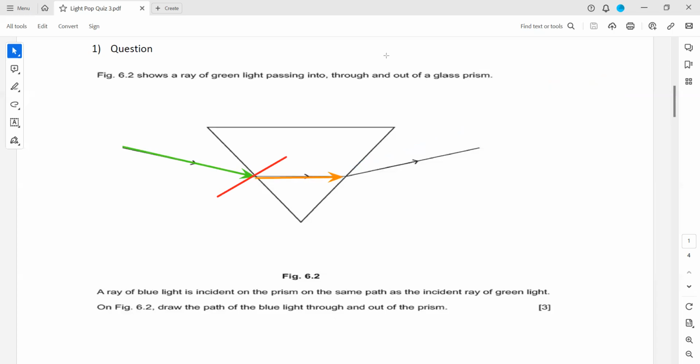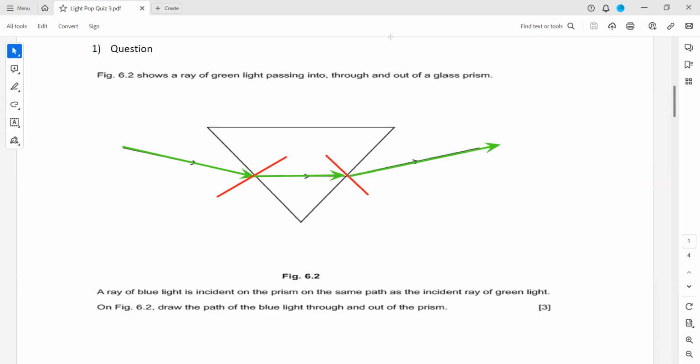So green will bend first towards the normal, and moving from glass to air, the normal is always perpendicular. So moving from glass to air, like this green light is in glass and moving into the air, it will bend away from the normal. So this is the path of the green light given to you.